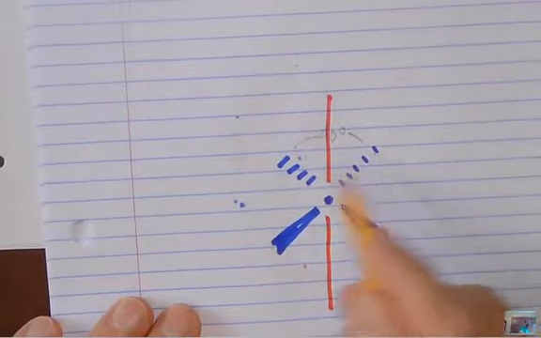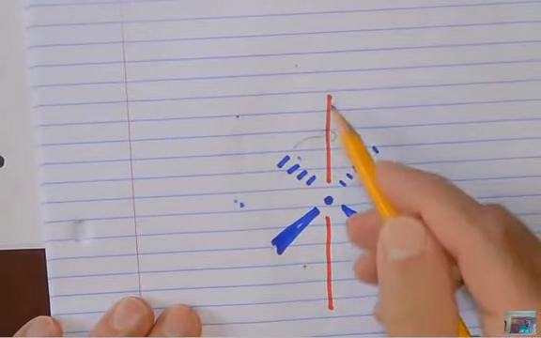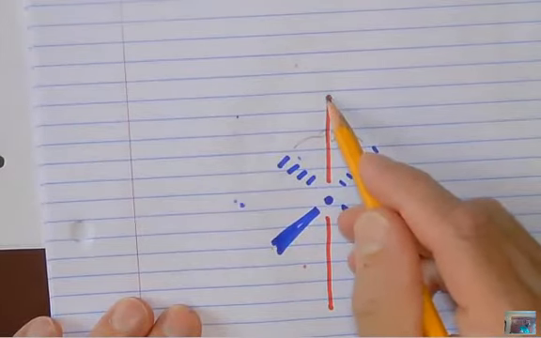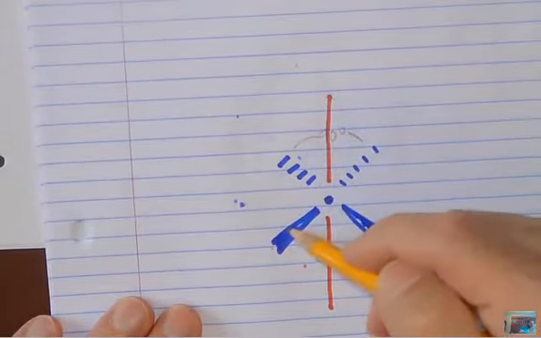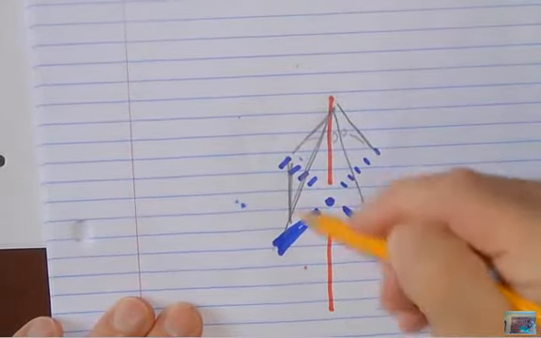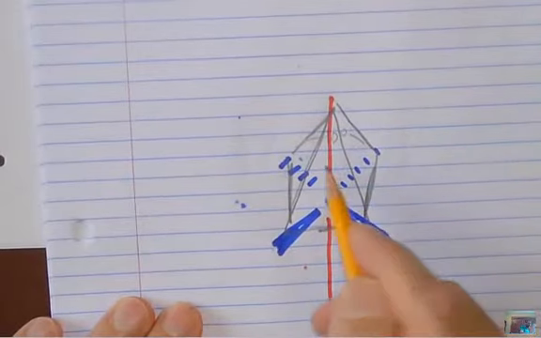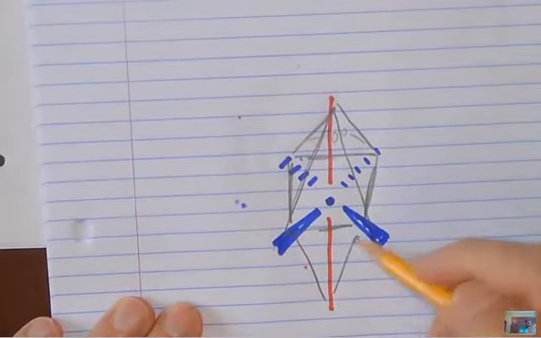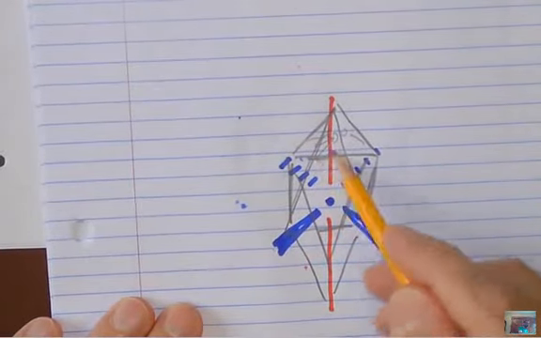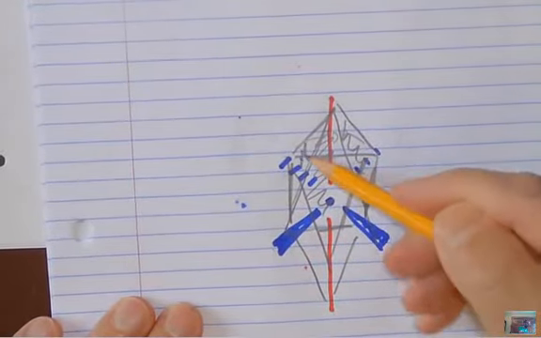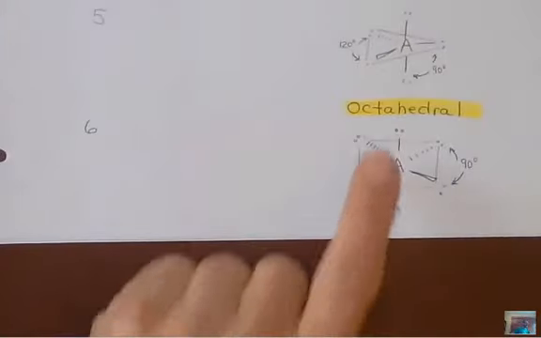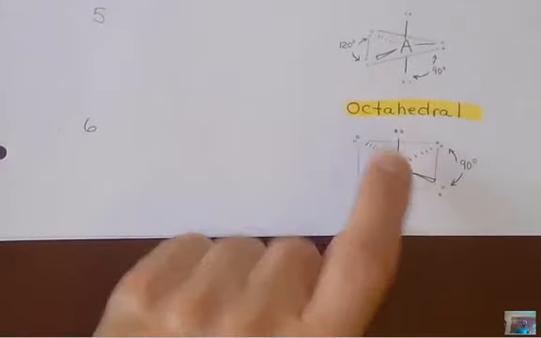There are 6 different places that can either hold a bond or a lone pair. If I try to make faces out of them by attaching them like this, I get exactly a pyramid like you would think of in Egypt. A 4-sided pyramid on the top and a 4-sided pyramid on the bottom. So there are 8 faces on this shape, 4 up and 4 down. Those 8 faces are why it's called an octahedral, 8 for the faces.